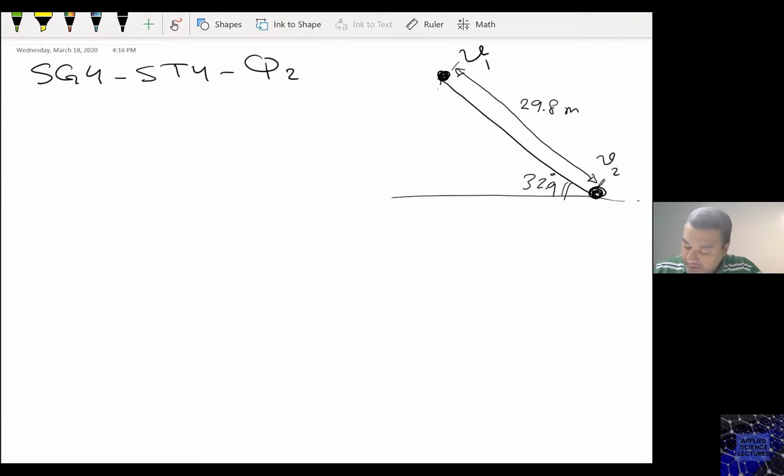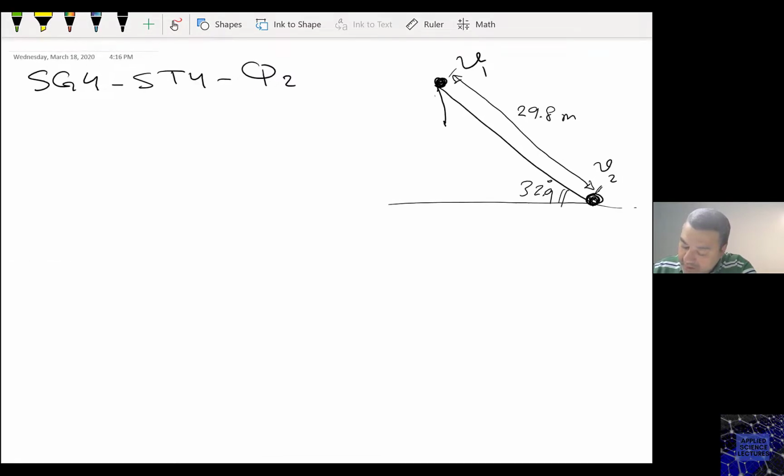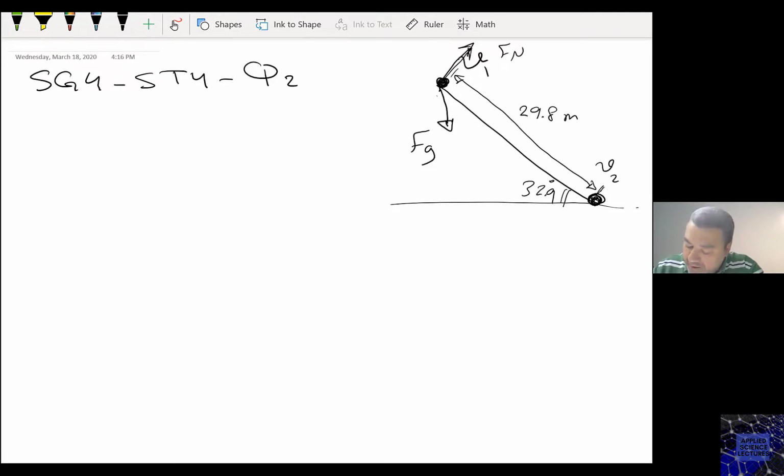So this is the FG, FN. And this is the friction due to putting her foot in the snow. So we have the mass as 41.2 kilograms. This is my reference, Y equals to 0.